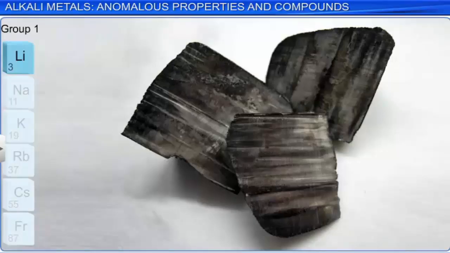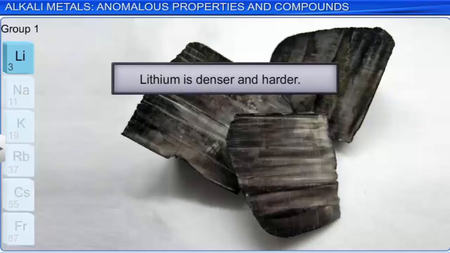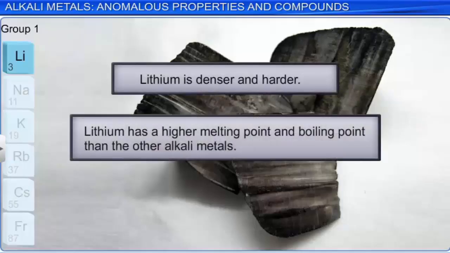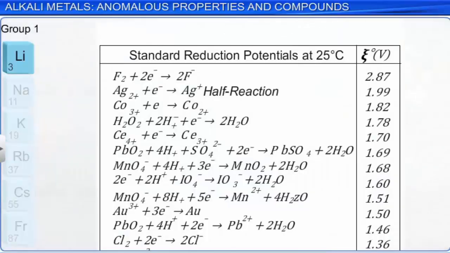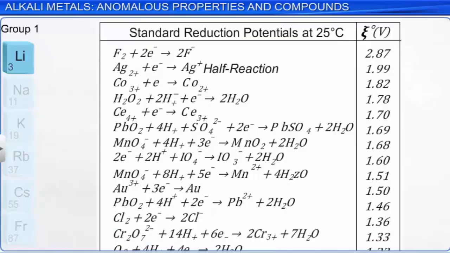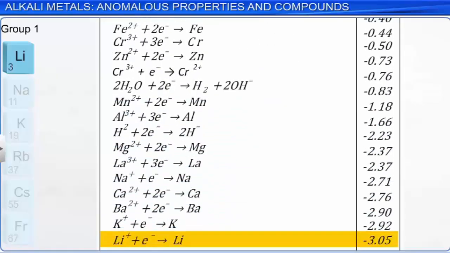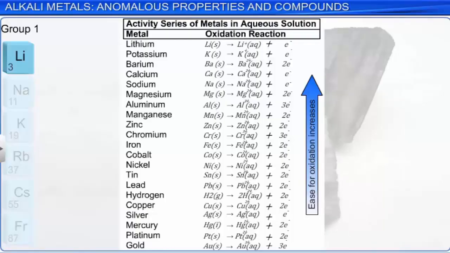It is denser and harder than the other members of its family, and its melting and boiling points are higher than the other alkali metals. Lithium is the least reactive element in the family, yet it is the best reducing agent. If you look at the table of standard reduction potentials, lithium is at the bottom of the table. This means that for the group 1 metals, lithium has the strongest tendency to oxidize. So, lithium is at the top of the activity series for single replacement reactions.